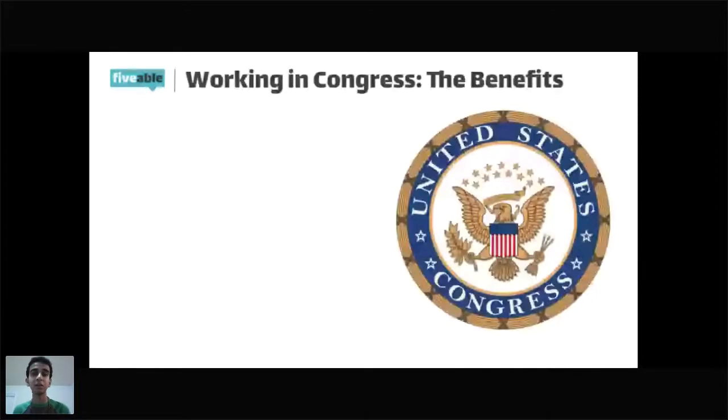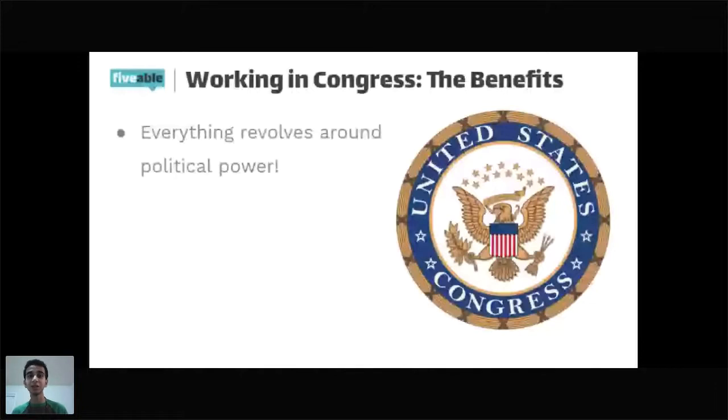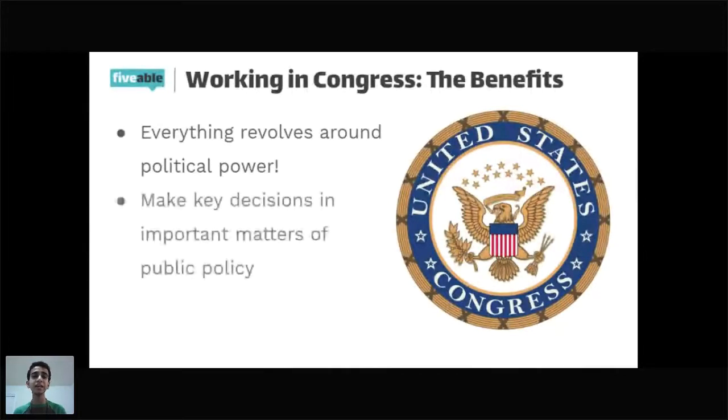So obviously working in Congress would be a really great job, I'm sure, but it's also very difficult. There are a ton of perks that you get with working in Congress, and everything revolves around political power. In our country, political power is something that's debated, and almost everything the Supreme Court does is based on political power. So this is really super important. And they get to make key decisions on important matters of public policy. A lot of times, the people in Congress are making decisions for the rest of the population. That means their ideas or what they believe could really influence the decisions they're making.